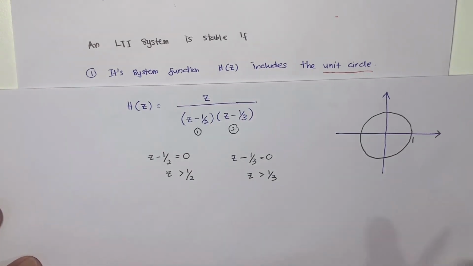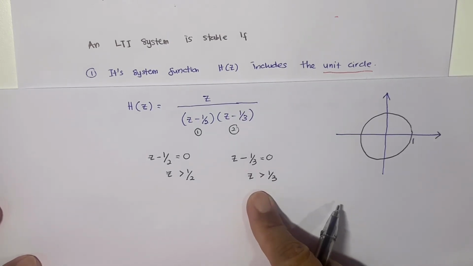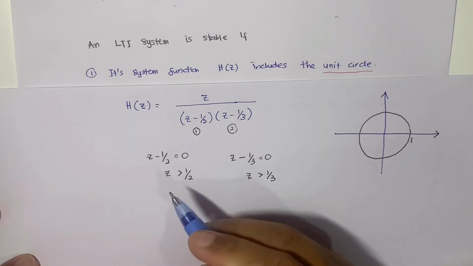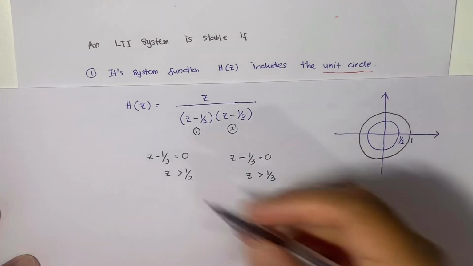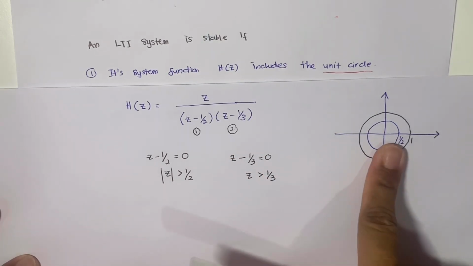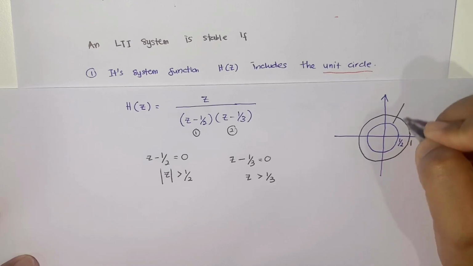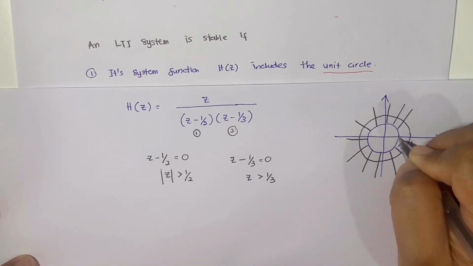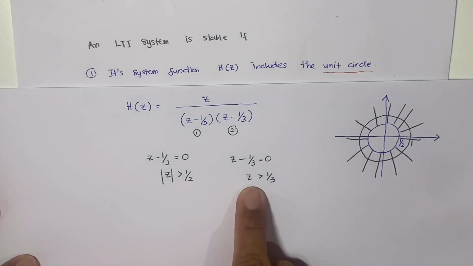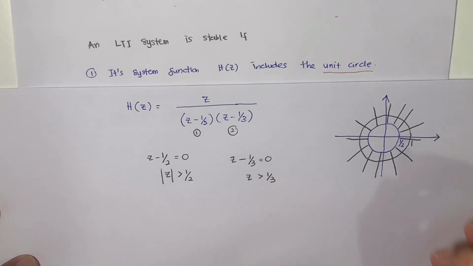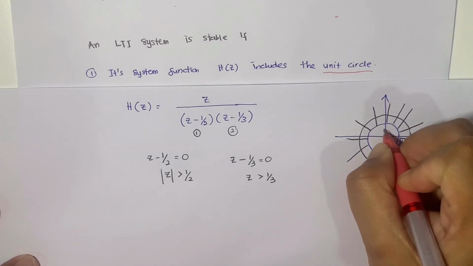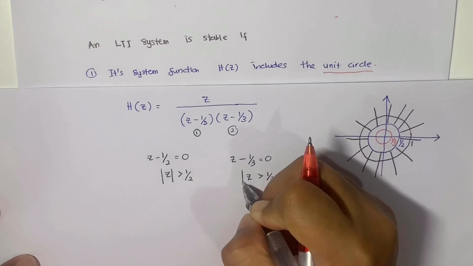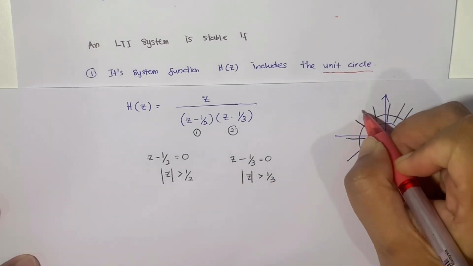So now I will draw both of these poles inside the Z plane here. So we have 1 over 2. And the Z here is bigger than 1 over 2. So I will draw like this. The second pole is Z bigger than 1 over 3. So I will draw 1 over 3 here. We know that Z is bigger than 1 over 3. So I will draw like this.